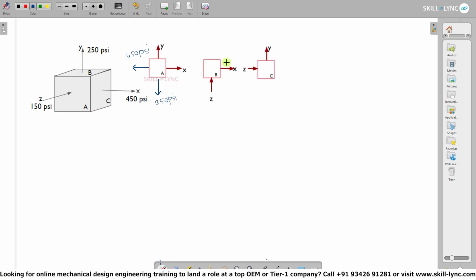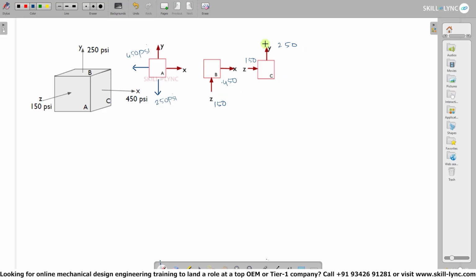So if we keep plotting these, again for the x element, the stress is 450, and for z, it's going to be 150, which is inwards. We'll have to keep this in mind. The z direction stress is inwards. So 150, and for y, it's 250.